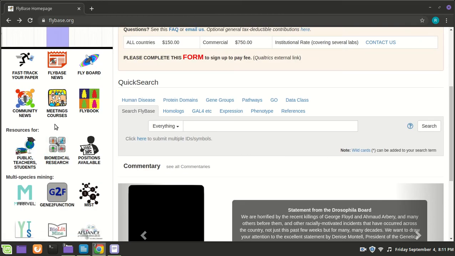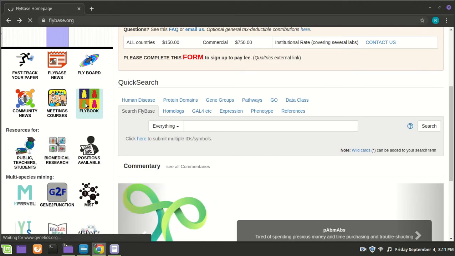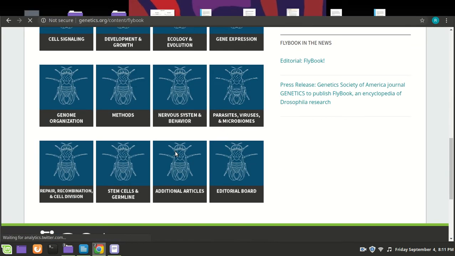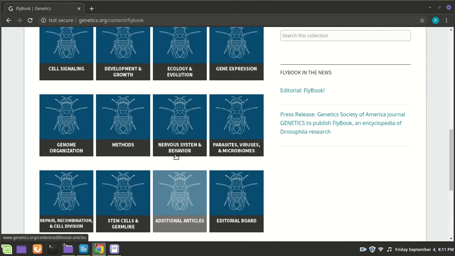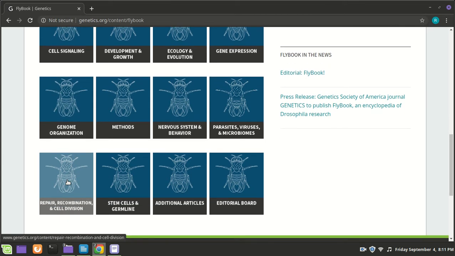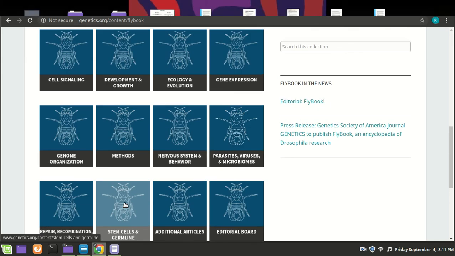The fly book is useful. Hold on, let me go here. Basically, it's a book on flies. But if you need to understand more about how flies work, like let's say there's something having to do with fly reproduction that you're having to worry about, well, you might look through these: stem line and germ line. So that means regular cells versus germ line means the reproductive cells. So stem line and germ line might be something you would look at.